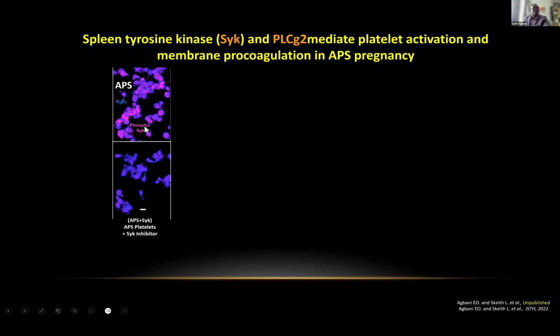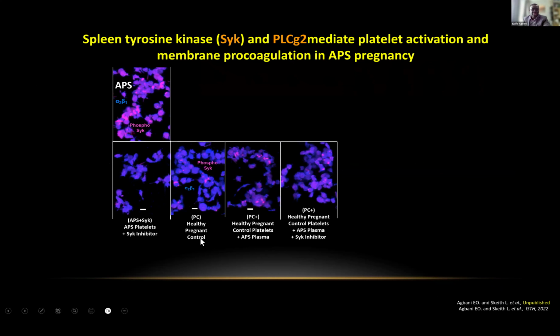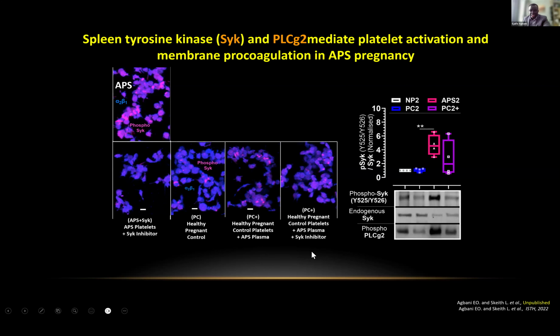And here you see staining for phospho-SYK. You see phospho-SYK is increased in APS, but we're able to attenuate this by pre-incubating with a SYK inhibitor. Similarly, we went back to our SYK experiment. We exposed platelets of healthy pregnant control with plasma from APS. Immediately, we see an increase in phospho-SYK, which we're able to attenuate in the presence of a SYK inhibitor. And here is the Western blot data showing the increase in phospho-SYK in our APS.